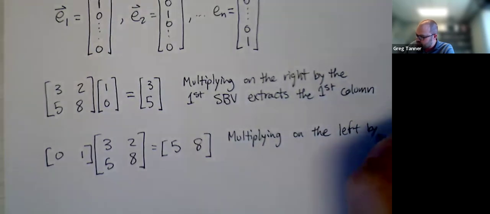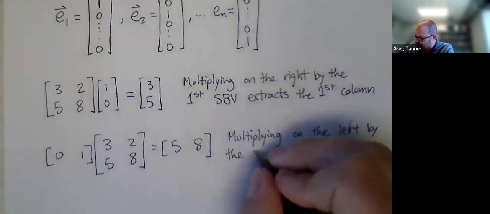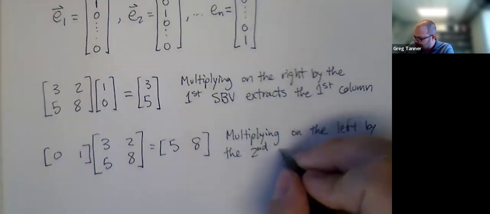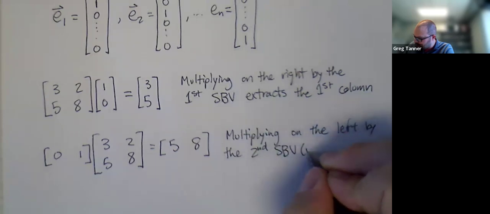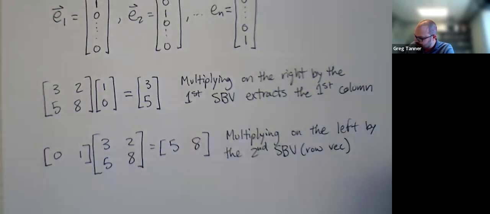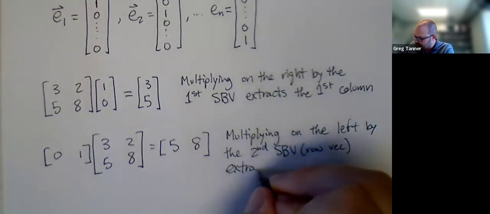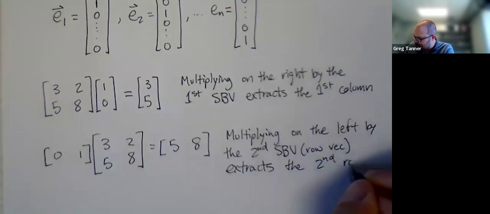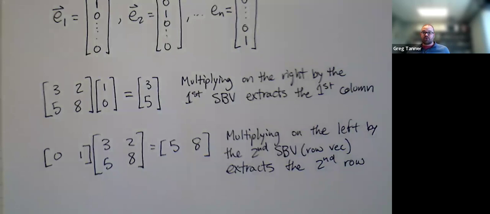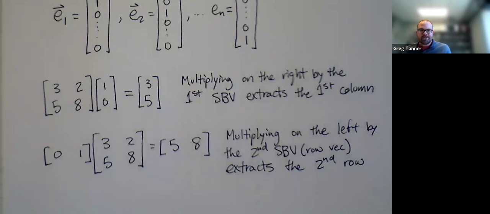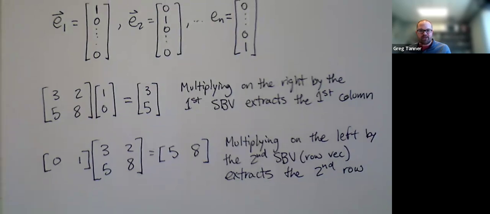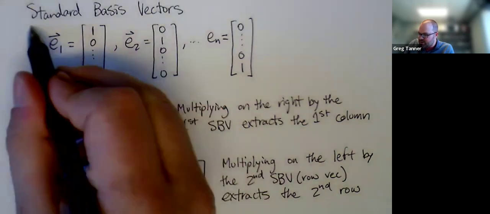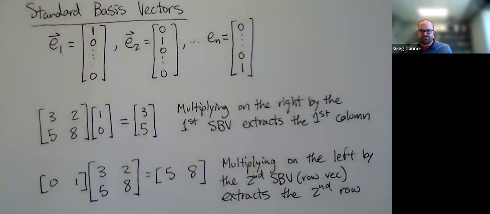Multiplying on the left, the second SBV as a row vector extracts the second row. Okay, and so that's a pretty useful trick with standard basis vectors. We'll use it as we're manipulating tableaus later on this semester. So keep this one in your back pocket. It's a pretty handy trick when dealing with standard basis vectors.